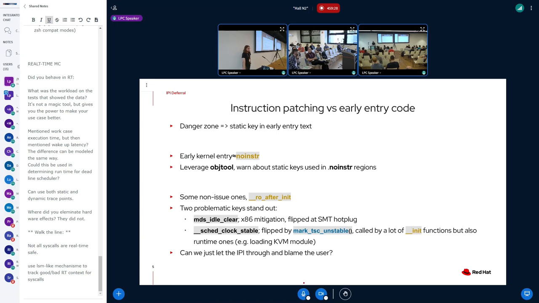Can it be, you said they're in no instrument? Yeah. Well then, if you modify it, wouldn't that fail the no instrument? Because you're not supposed to be able to modify a no instrument function. With objtool, I'm not modifying anything. I'm just catching the cases and warning about it at compile time. So there's no modification. It's just about getting warnings.